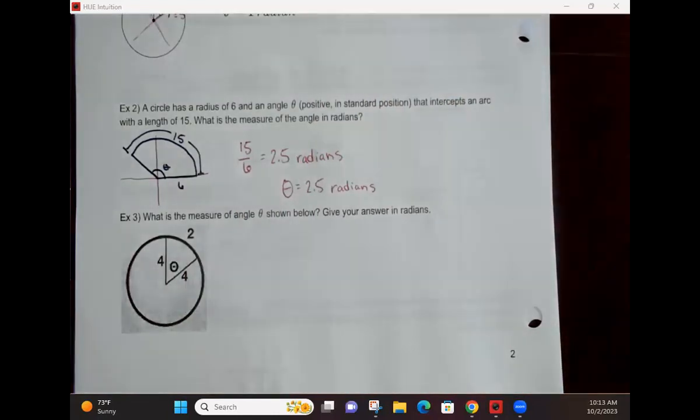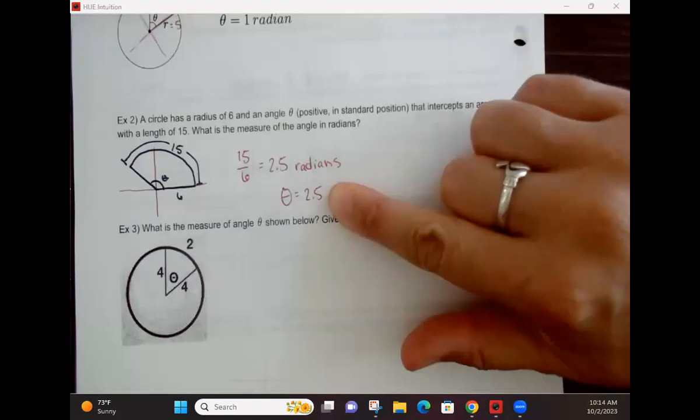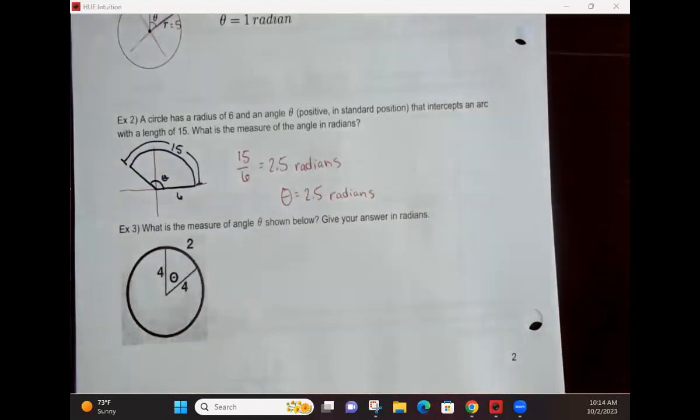Unlike degrees, I often do not see the label radians when we give the measure of an angle. If it was 25 degrees, I would need to include the little degrees symbol. If you see an angle measure and nothing, your measurement's in radians. A lot of times they drop the label.